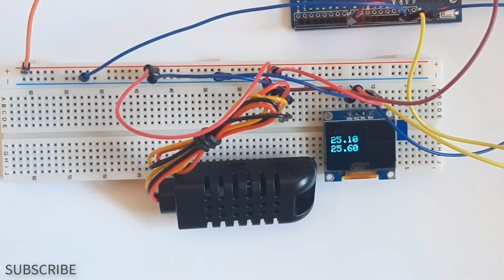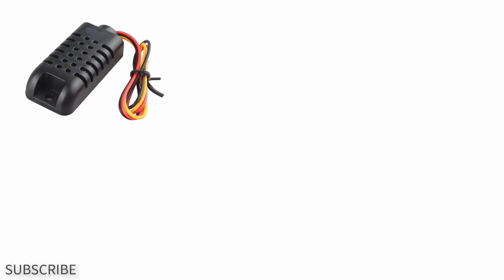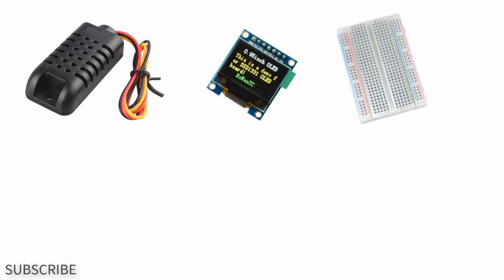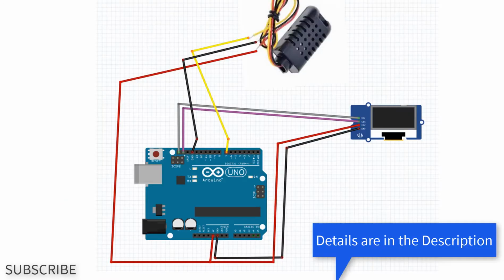In this tutorial, we will learn how to use DHT21 temperature and humidity sensor using Arduino. For this project, you will need DHT21 temperature and humidity sensor, OLED display, breadboard, jumper wires, Arduino and Visuino software. Wire everything according to this schematic.